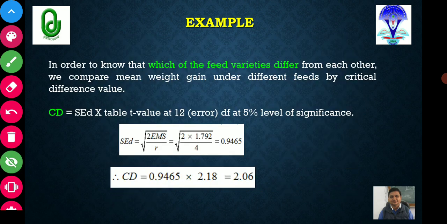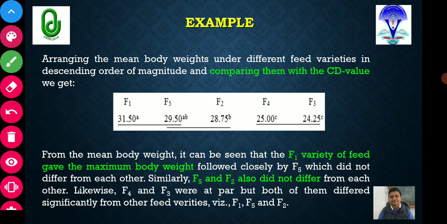Now you have to calculate the CD value. The calculation of CD value is the same as that of the CRD. We have discussed: standard error of difference into the T table value at 12 error degrees of freedom at 5% level of significance. So you calculated the CD value as 2.06. Now you have to compare whether the mean differences are greater than the CD value or lesser than the CD value.